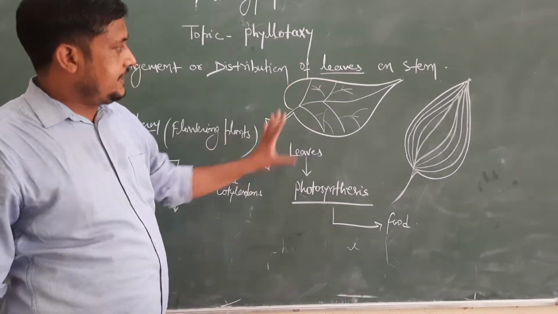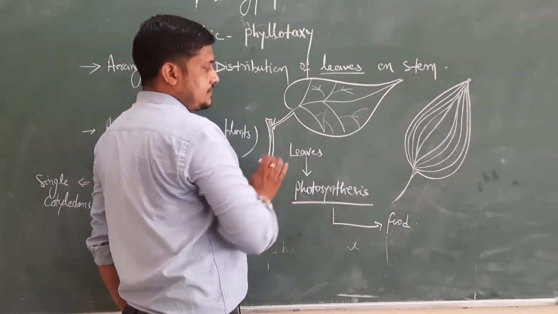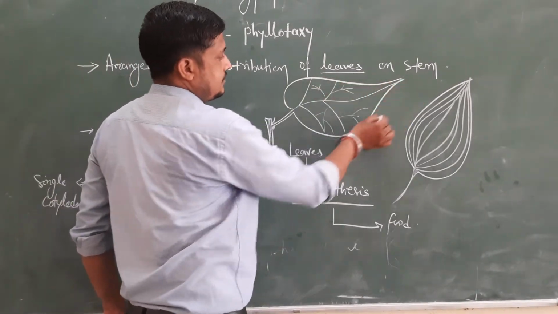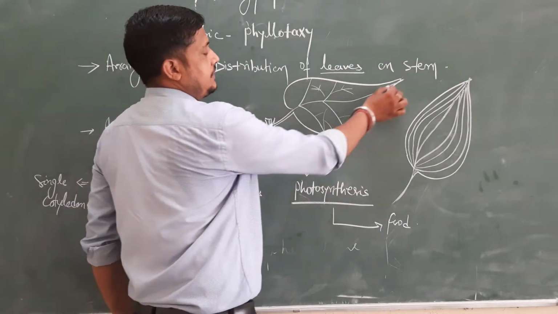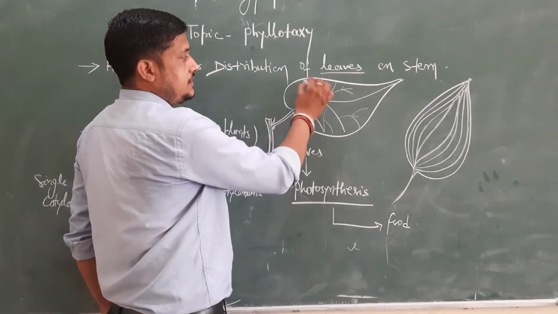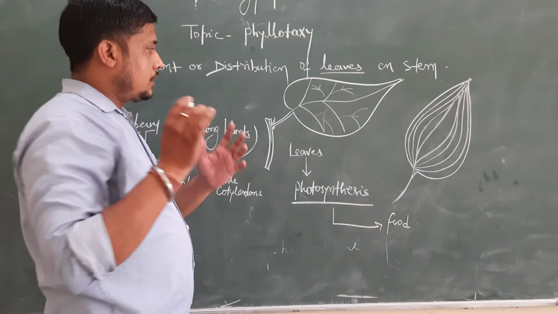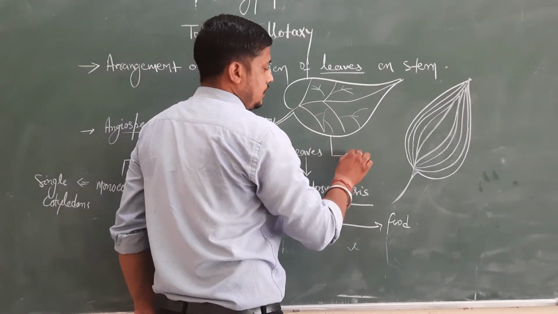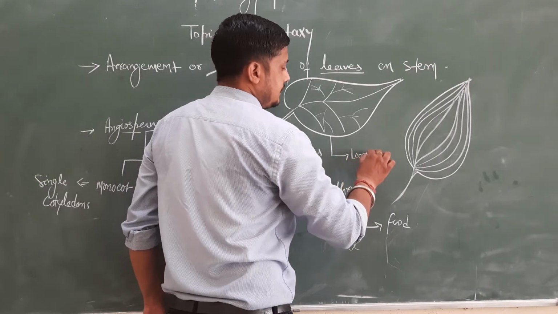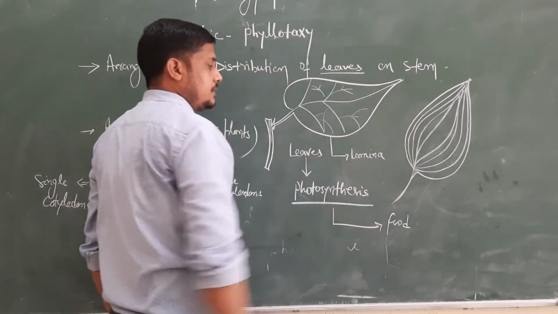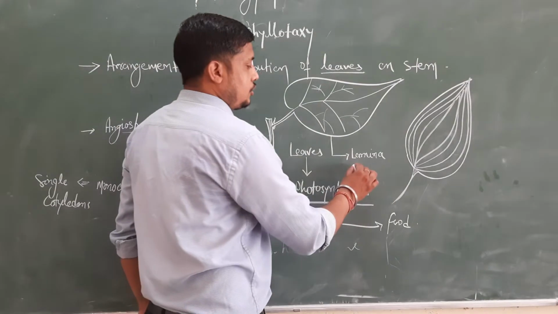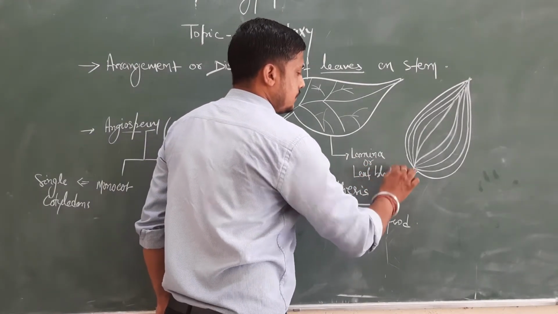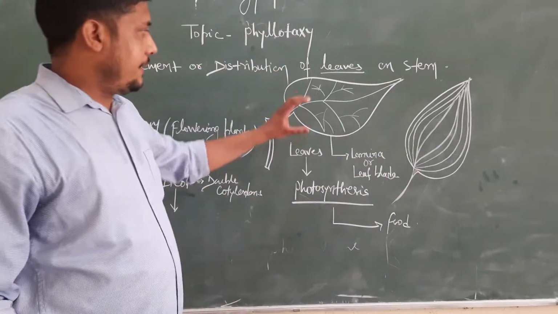I am making the leaves. So there are different parts. Suppose this is the leaf. If we are talking about these parts, that is the main part of the photosynthesis. That is the green part, because these parts contain the chlorophyll. This part is called lamina, or you can also say leaf blade. That is simple. It is called lamina, leaf blade.